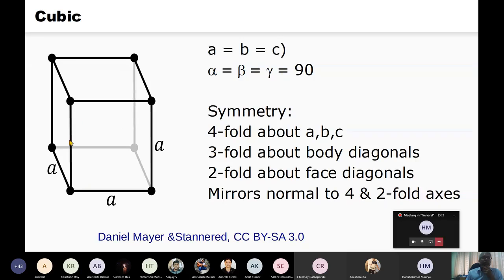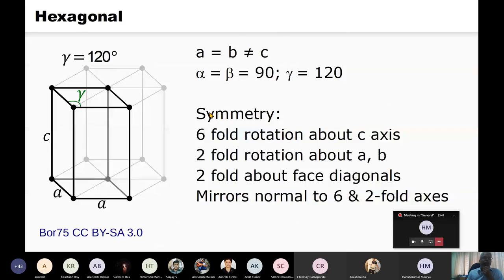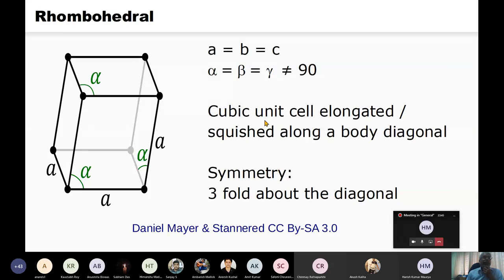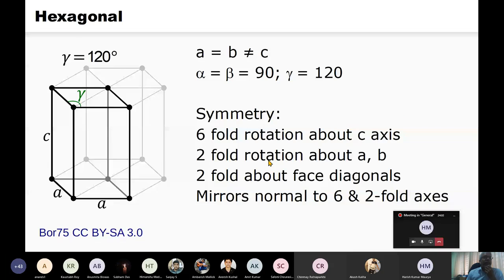So if you take this cubic unit cell and you take this body diagonal going from this corner to that corner, one body diagonal, not all of them, obviously. You take one body diagonal and sort of pull this entire thing outwards or push them inwards. And what you end up getting is the rhombohedral crystal, which is why it has a 3-fold about that diagonal, that special axis. And so you end up classifying this as a separate crystal class.